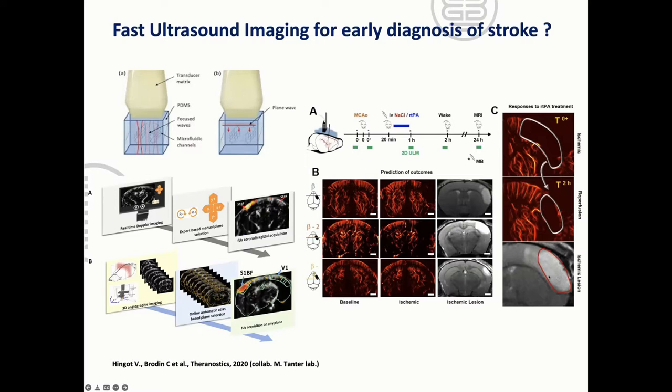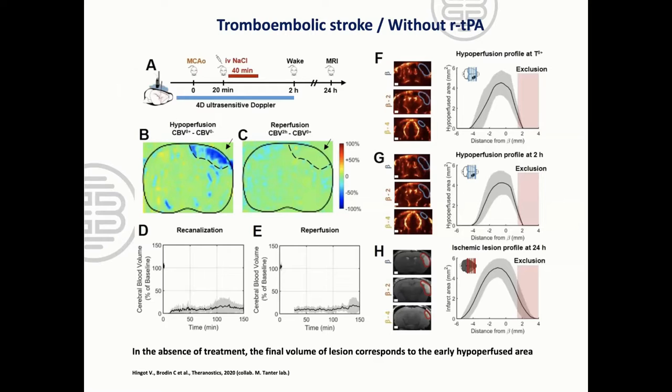It is important to mention at this point that if we perform MRI at 2 hours or just after stroke onset, it will not be possible to see any kind of lesion or brain injury. So fast ultrasound imaging is a very relevant strategy to evaluate what occurs very early after stroke onset in terms of ischemic lesion volume.